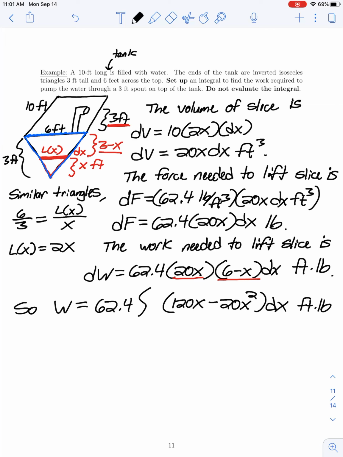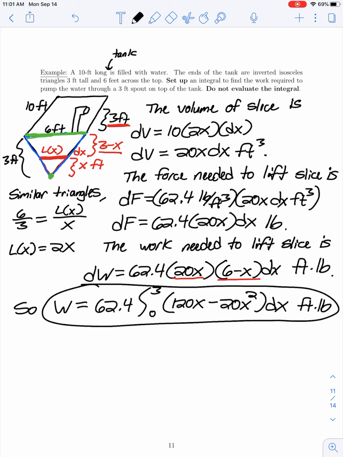And let's think about where we're integrating over. So x, again, was the distance from the bottom of the tank upward. So for the water at the very bottom of the tank, x would be 0. And our tank was 3 feet tall. So to get the water at this top edge, we would have x equals 3. So here, integrating from 0 to 3, this integral would give us the total work required for pumping all of the fluid through that spout. Again, here we were told that we do not need to evaluate this integral.